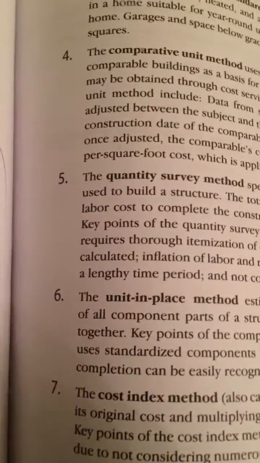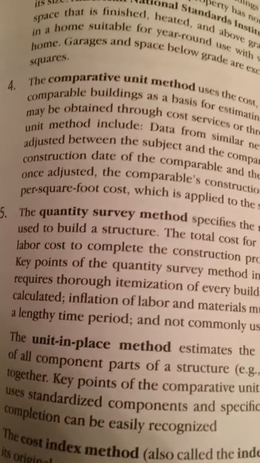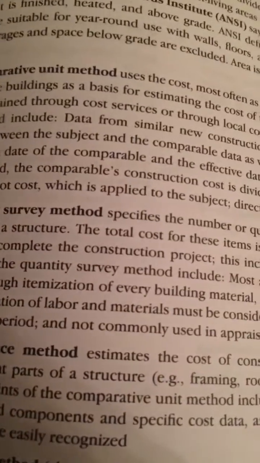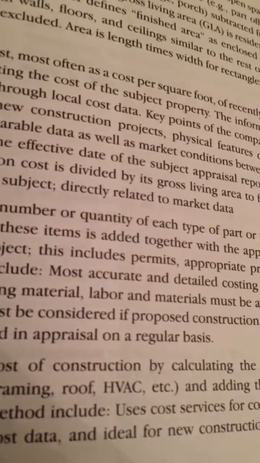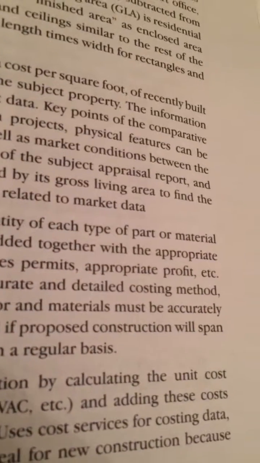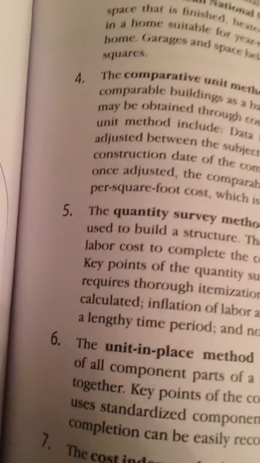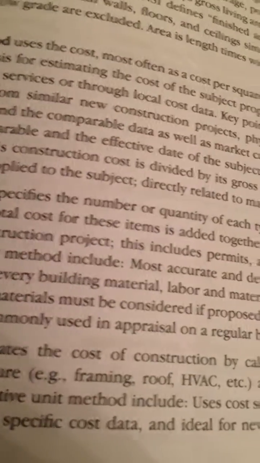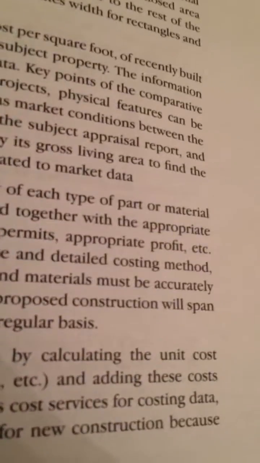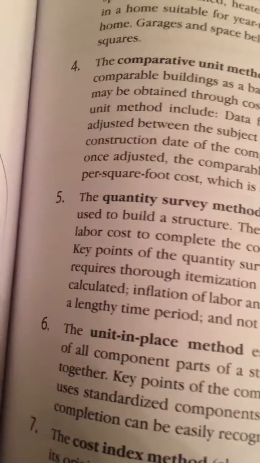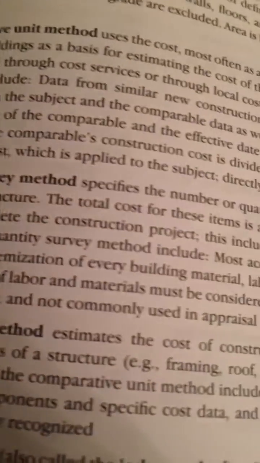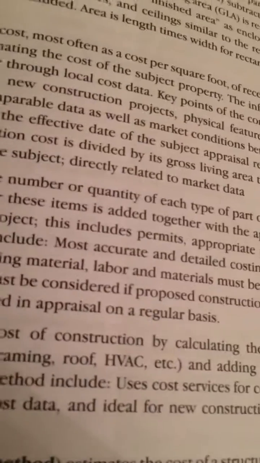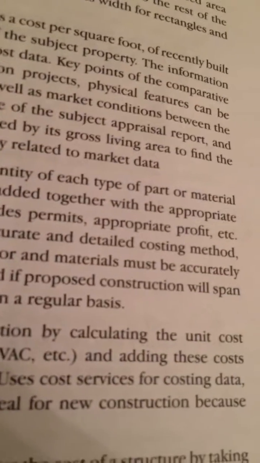Number 5, the quantity survey method specifies the number or quantity of each type of part or material used to build a structure. The total cost for these items is added together with the appropriate labor costs to complete the construction project. This includes permits, appropriate profit, etc.